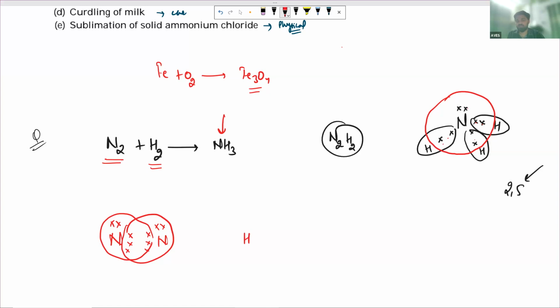Similarly, the hydrogen, I have already told you, the 2 hydrogen atoms combine together and complete their duplet. So they exist in the form of N2 and H2. But when they are forming the compound, they must be written like this in their molecular form.